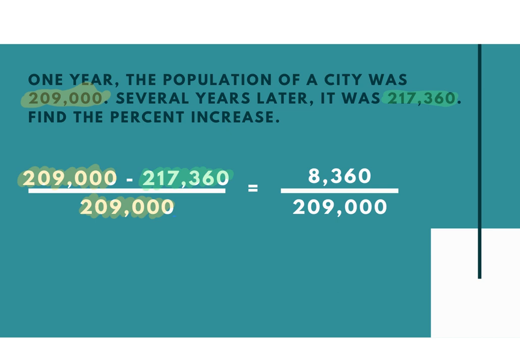At this point, I don't really know what 8,360 divided by 209,000 is, so I'm just going to hop on to my calculator, which turns out to be 0.04. Now, I need that as a percent, not a decimal, so just like I did on the previous slide, I'm going to do 0.04 times 100, which gives me an answer of 4%. So, in this problem, we had an increase in the population of 4%.